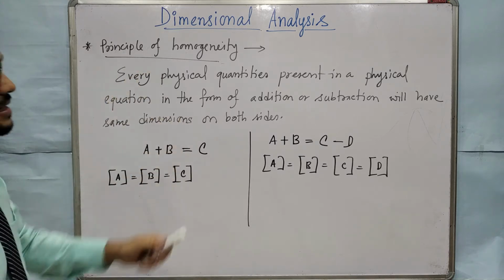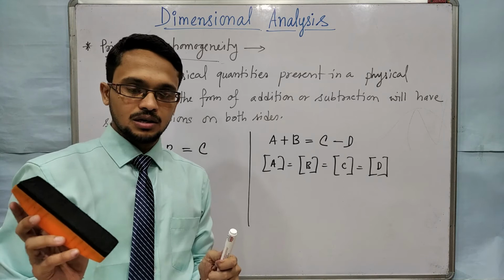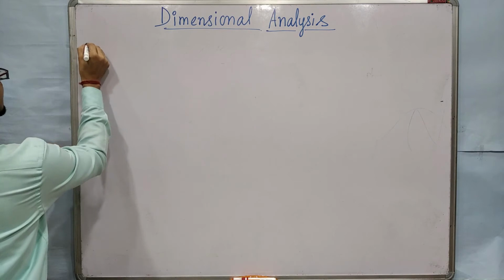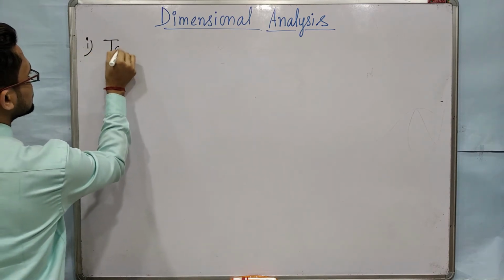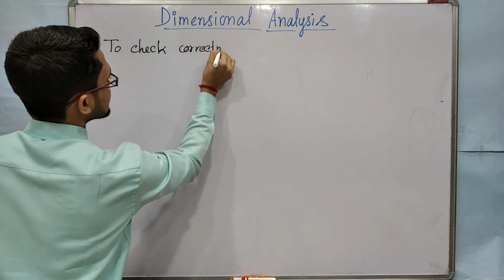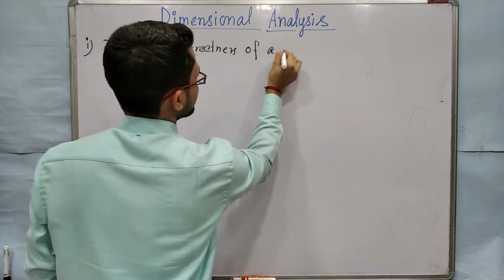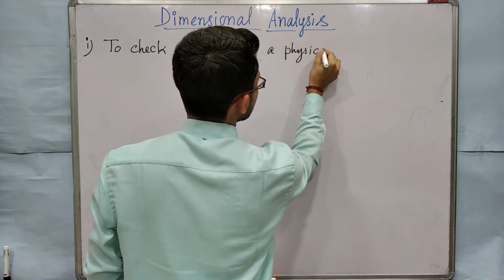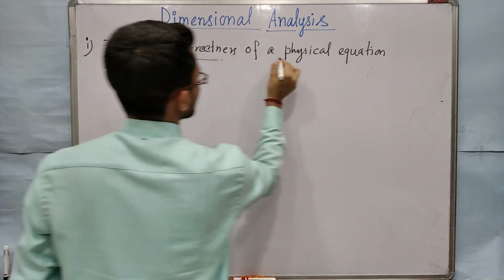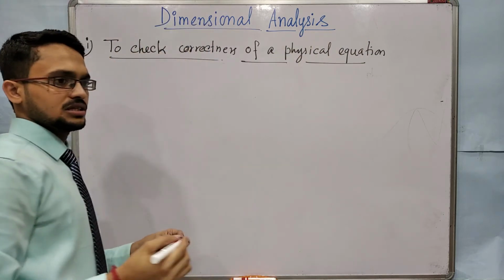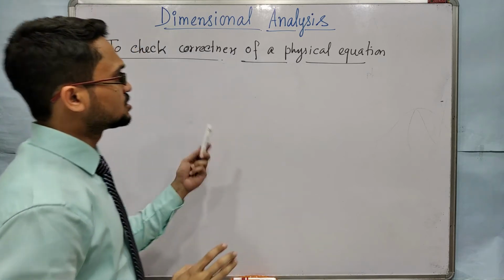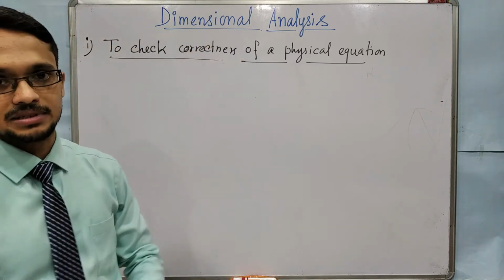Dimensional analysis is used in a few ways. What are those ways? The first one is to check the correctness of a physical equation. Any physical equation which you will get in our syllabus, in our life, can be checked by this dimensional analysis.